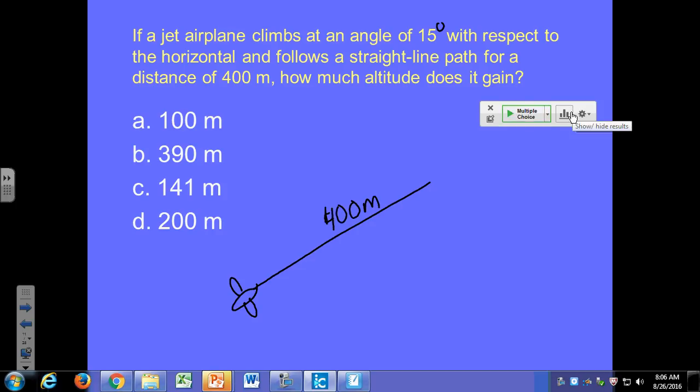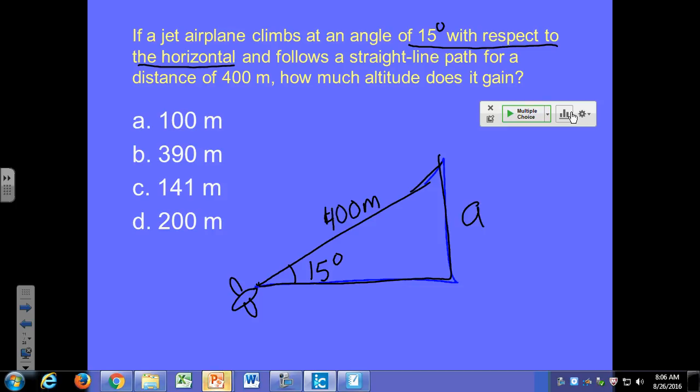Alright, so this is a trig problem. I have a right triangle here. I know this angle is 15 degrees. That's what it means when it says it's 15 degrees with respect to the horizontal: 15 degrees from the positive x-axis. And I want to know what is the altitude. The altitude is this. I know I have the opposite side and the hypotenuse.